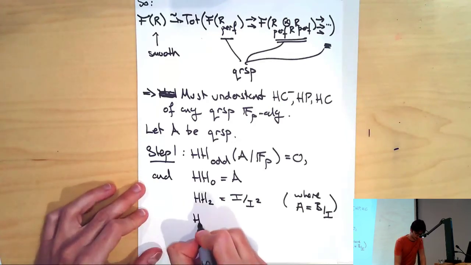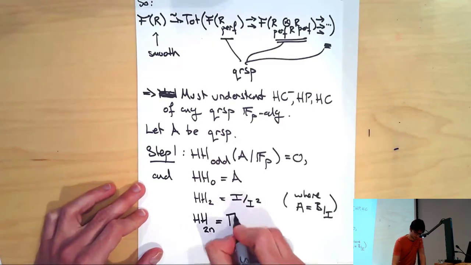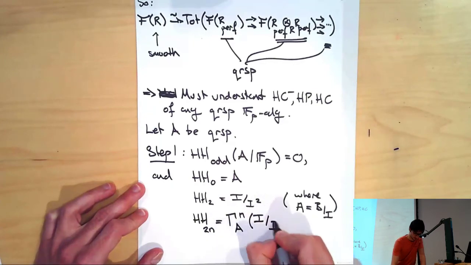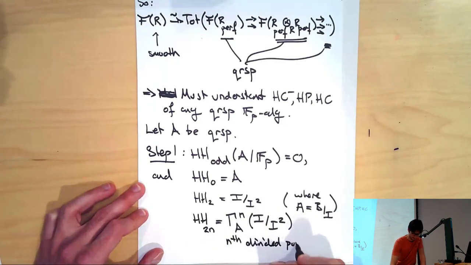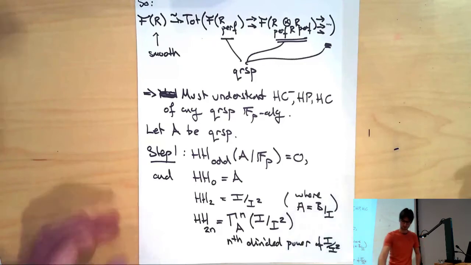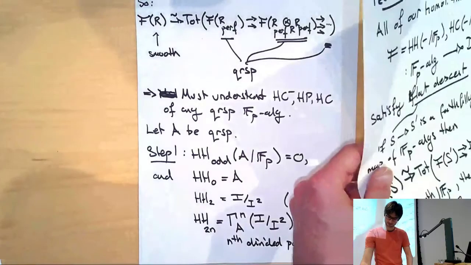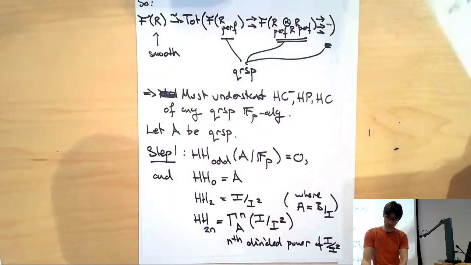And more generally, HH2n will look like the nth divided power of I mod I squared. I think I wanted to say a word about this divided power business. Something's gone wrong here, hasn't it? That should be over there. That should be there. Except it shouldn't be anymore because I need the space.